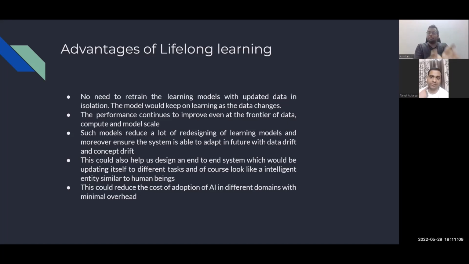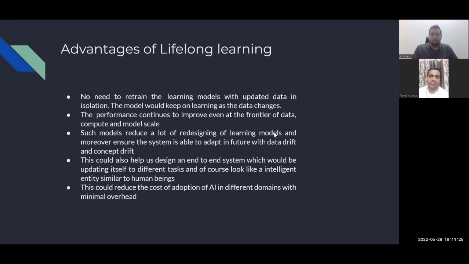You cannot just take one model and put it in another domain and have it start working. It just does not. There's a lot of engineering effort that goes around to make it workable. This could help us reduce the cost of adoption in AI across different domains with minimal overhead. And that is where we are aiming.